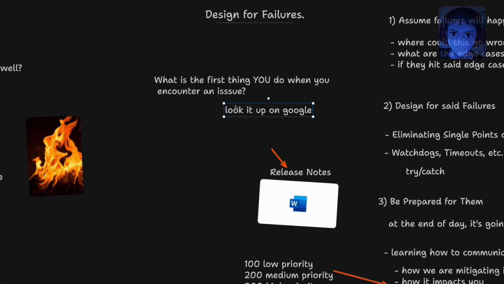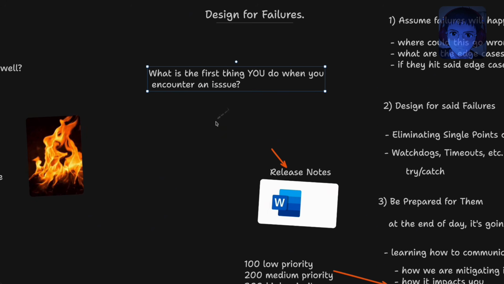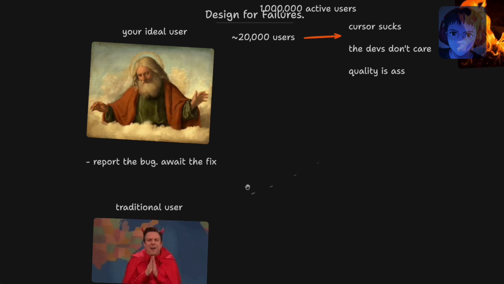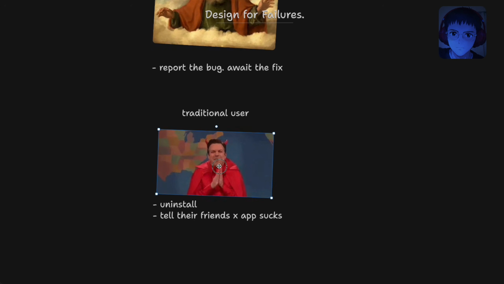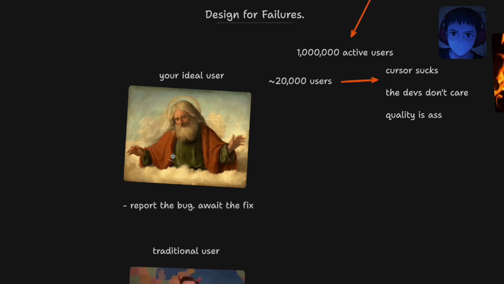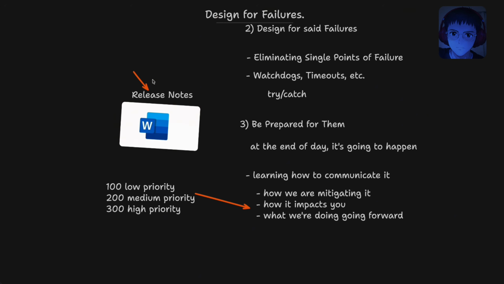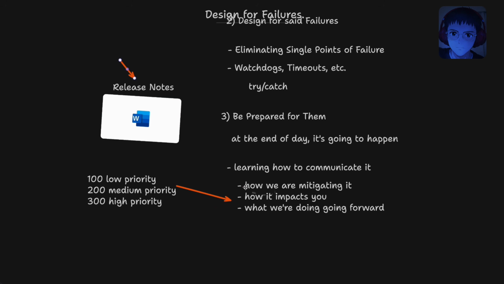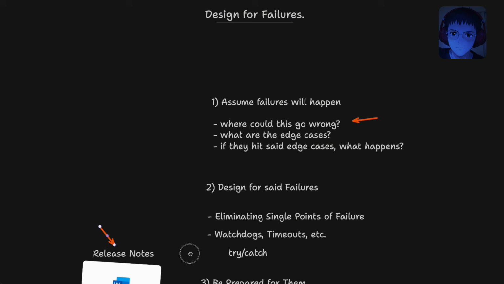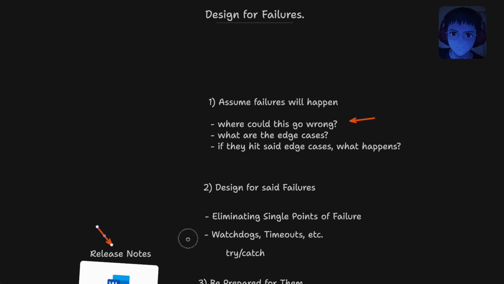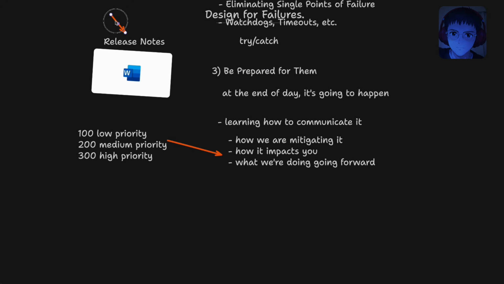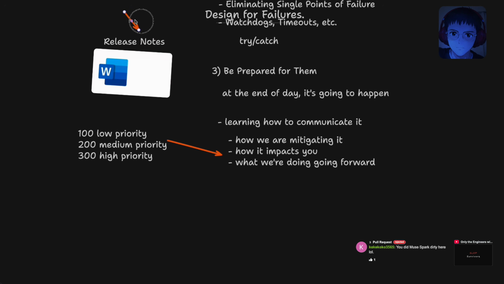I think the worst case scenario is that you look it up on Google and you don't find it. That's when it's like, oh no. You're either going to be the traditional user in that case and you're going to uninstall, or you're going to hope that you're an ideal user and you're going to report the bug. But either way, right, you need to be prepared for this. You need to have either release notes or some way to communicate this portion, because no matter how much you spend here, it's going to happen. There's going to be an issue, and how you communicate it often is the difference maker.